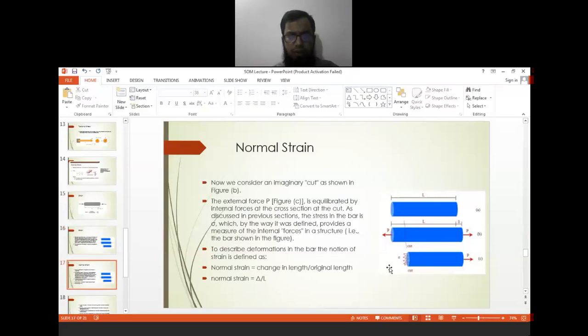Here in this case, we have defined normal strain as the change in length upon original length. It will be known as normal strain. Here, as we can see, in this prismatic bar the change in length has been denoted by delta. So this delta upon the original length is known as strain.